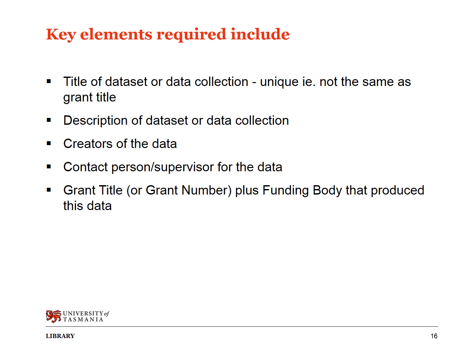When you do supply data descriptions, there are a few key elements that are required. So these are a few of them listed here. There needs to be a title for the data set, which needs to be unique, so it has to be different to the grant title, for instance. Then a short description is required, the creators of the data set, contact person, and also a grant title. But with that, we can help you identify what the grant title is and the grant number.